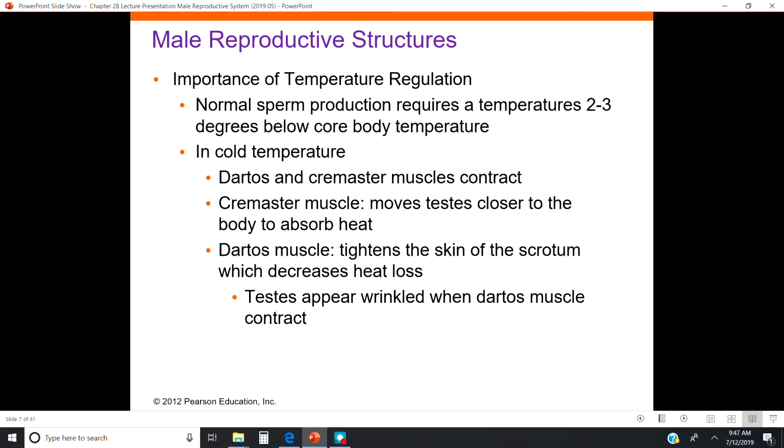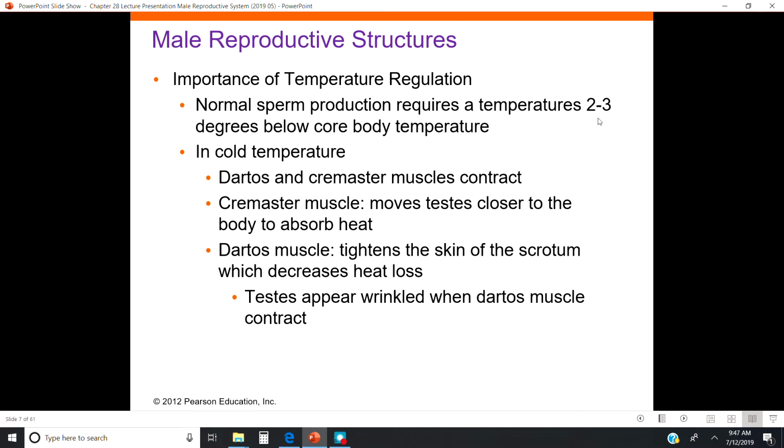So normal sperm production requires a temperature 2 to 3 degrees below normal body temperature, and the two muscles will work together. So the dartos and the cremaster muscles both contract, and like I said before, the cremaster is going to move that testicle closer to the body so that it will warm the testes, especially if it's cold. The dartos muscle will tighten the skin of the scrotum, which helps to retain heat, and it's the dartos muscle that gives the testicle a wrinkled appearance when it's cold. When it's warm, the skin of the scrotum has a much more smooth appearance. But the whole concept is these muscles are going to help regulate the temperature.